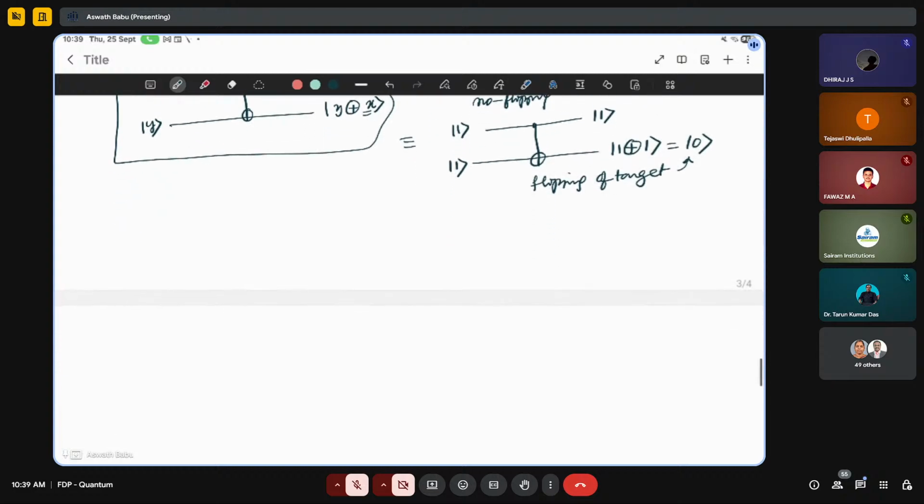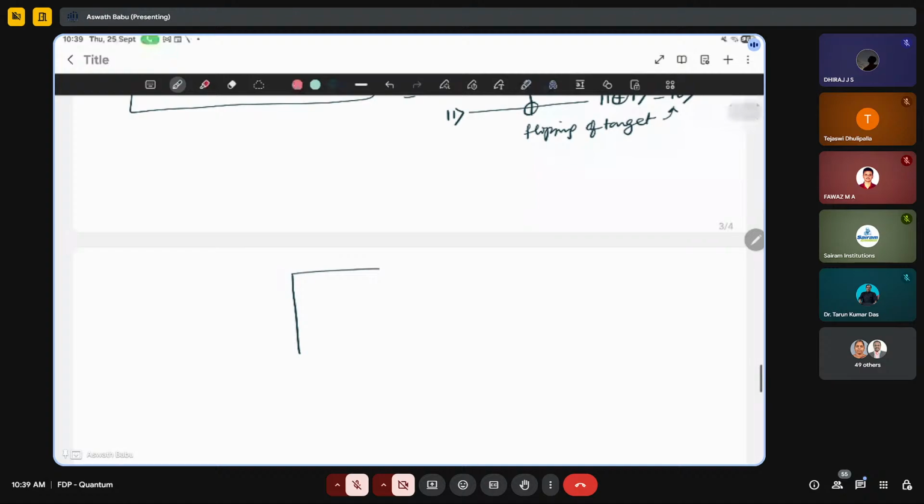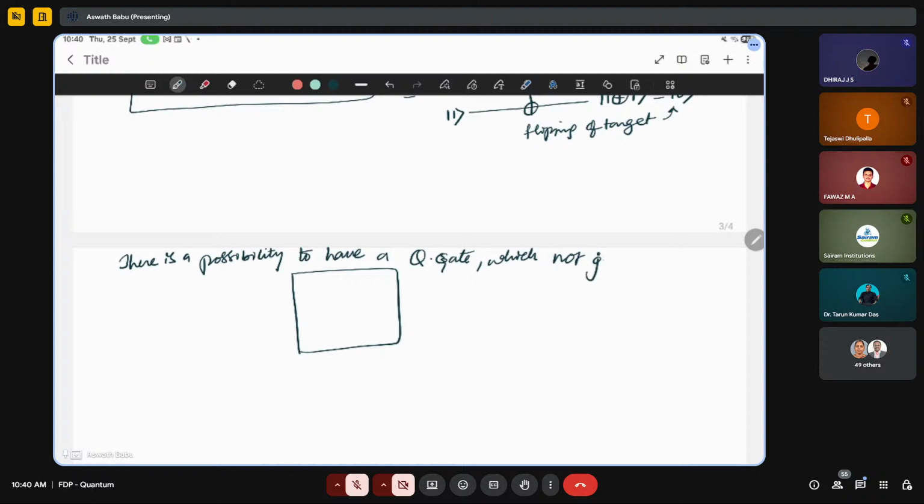Now, in quantum computing, there is a possibility to have a quantum gate which not just adds the x value to the target, but adds the f of x value to the target. I'll tell you what I mean.